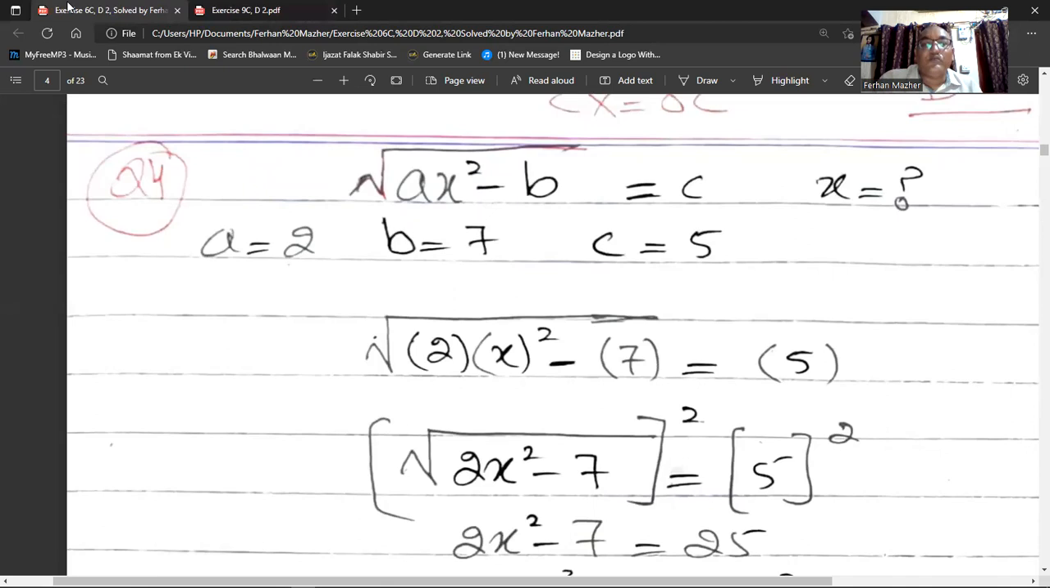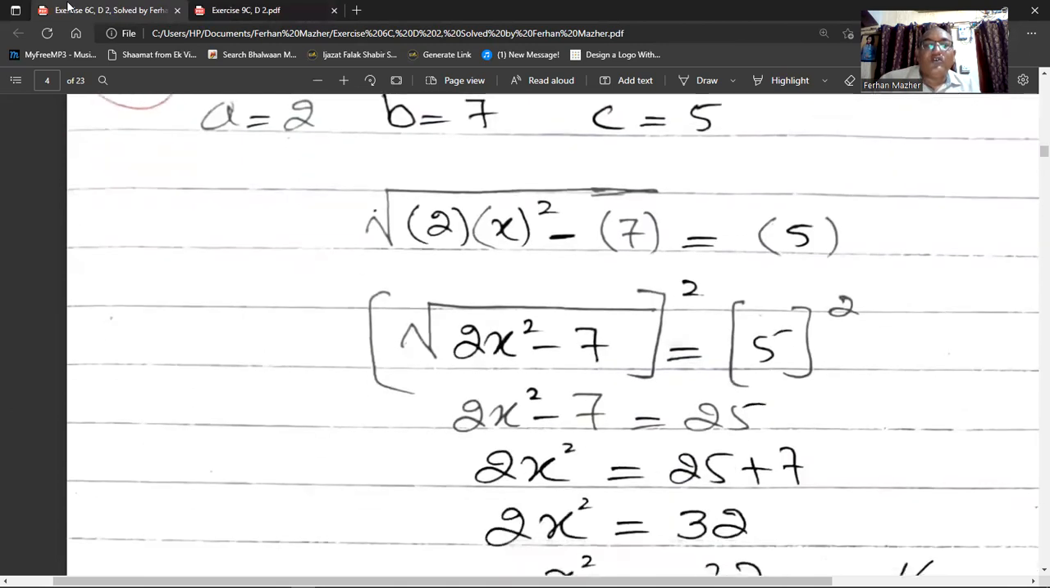So take the square on both sides, because the x which you want to find is under the radical sign, and it is squared. So this square and this square root will be cancelled. You will have 2x squared minus 7. On this side, 5 squared means 5 multiplied by 5, and that is 25. So we will have 2x squared equals 25 plus 7. That minus 7, I brought it here, and there it was subtracting, so on this side it will be adding.